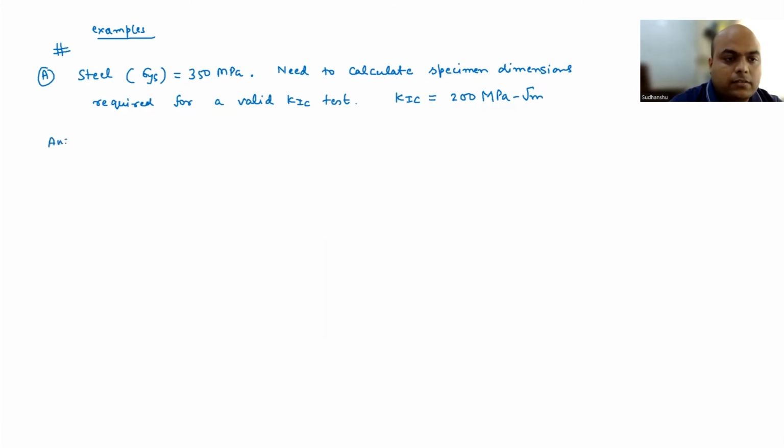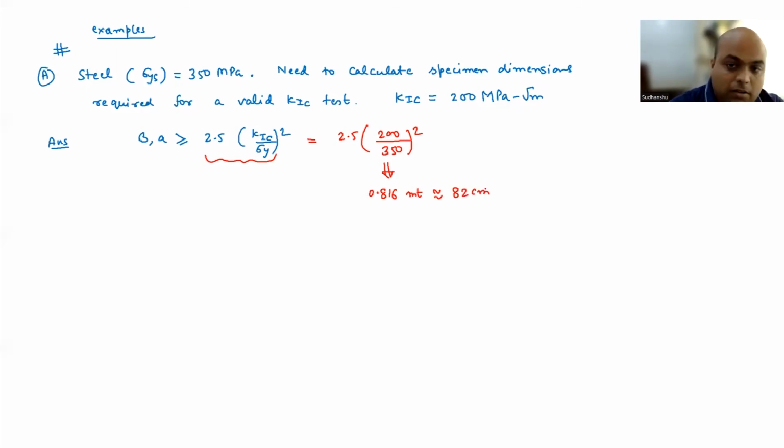Now, what is the criteria? B and A have to be greater than or equal to 2.5 times (K1C divided by sigma ys) squared. So this is one of the criteria, right? Let's use that, and you place the value of K1C. So 200 divided by 350, squared. If you calculate, it will come out to be 0.816 meter, which is 82 centimeter. Okay. And again, one of the requirements is 0.45 less than A by W. So A by W should be between 0.45 and 0.55. Let's assume that A by W is equal to 0.5.